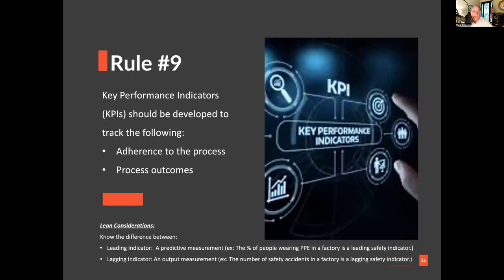Okay. Rule 9. Key performance indicators, or what we call KPIs, should be developed to track the adherence to the process and process outcomes. Now, process outcomes are usually what I would call a lagging indicator. I talked about this in one of the problem-solving episodes. As a matter of fact, it's titled The Difference Between a Lagging and a Leading Indicator. So I won't really repeat a lot of that, so you can go back and listen to that. But leading indicators are really the shakers and movers, if you will. You get those right, and your process outcomes or your lagging indicators will take care of themselves.